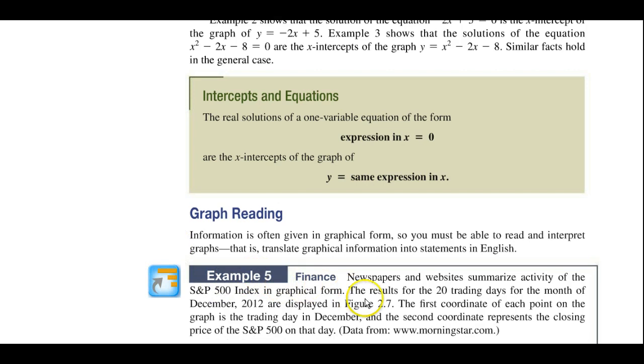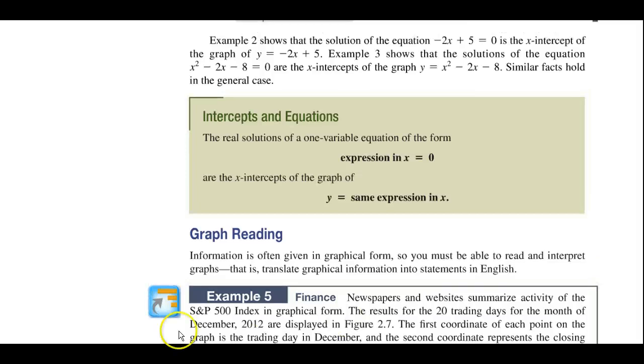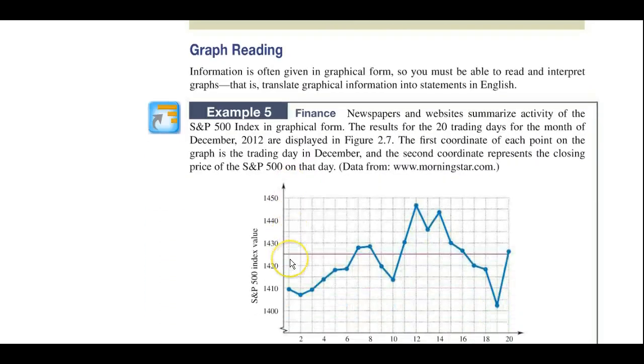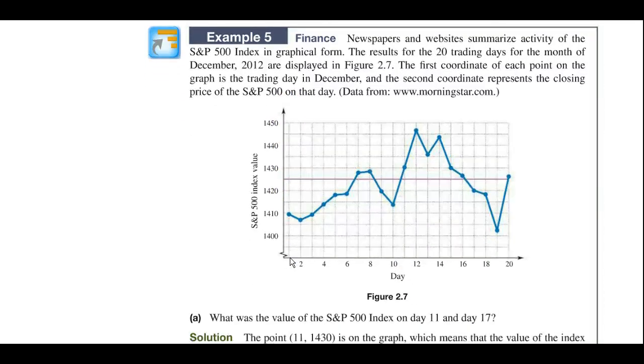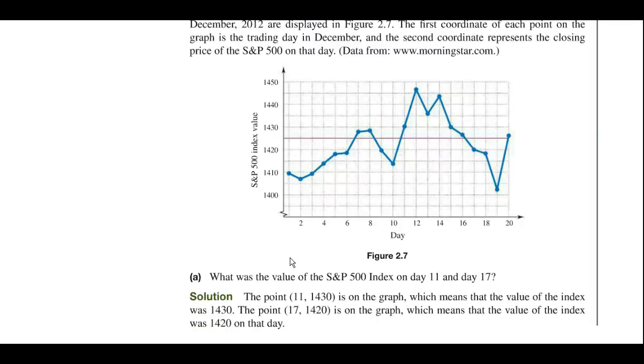So in example 5, they're talking about, in a newspaper, let's say, they give you a graph of the day and what the stock market was doing, the S&P 500. So let's take a look at that and what they're going to ask. What was the value of the S&P 500 index on day 11? So we would look at day 11 right there, and we go up and we have a dot right there. Then we go to the right and we pick that out.